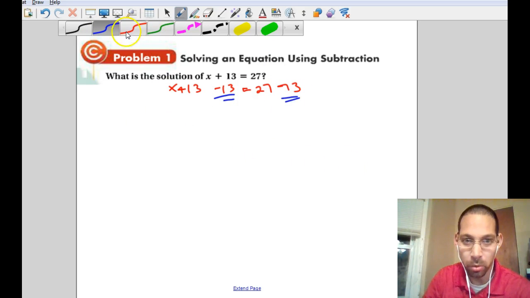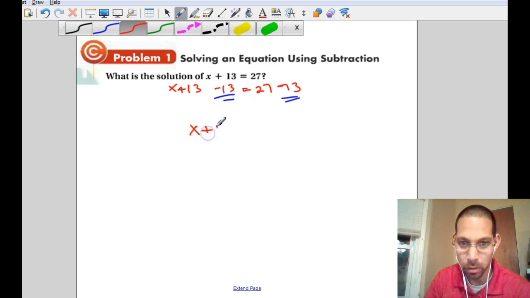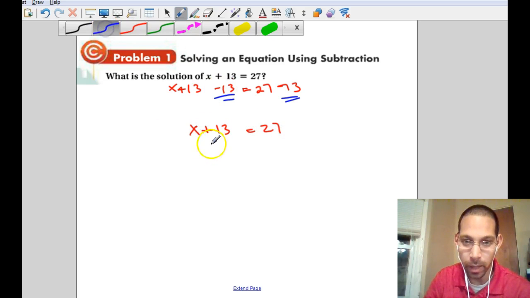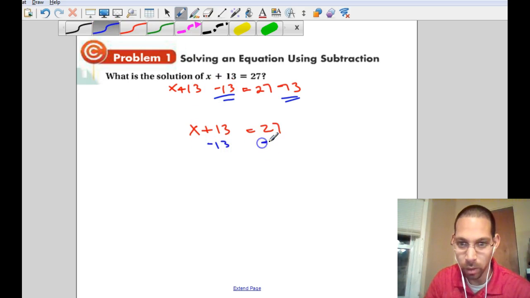Okay. Some people will write it as if it was the original problem like this, and then they went ahead and subtracted 13. They wrote it below. Doesn't matter if you write it below or you write it right next to it horizontally. You're still doing the same idea. You're subtracting 13 from the left side. You're subtracting 13 from the right side.